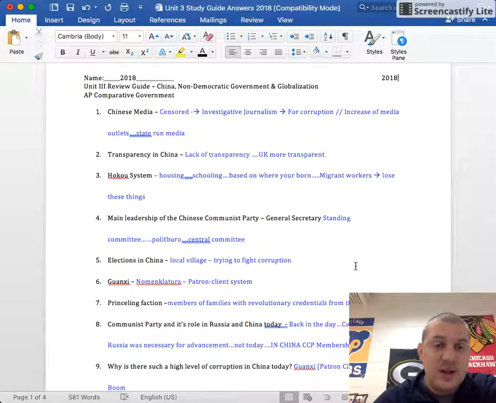Guanxi is the nomenklatura system, or the patron-client system, in China. So nomenklatura would be your Russian system. Guanxi is your Chinese system. Again, they're using those personal connections to move up the ladder.